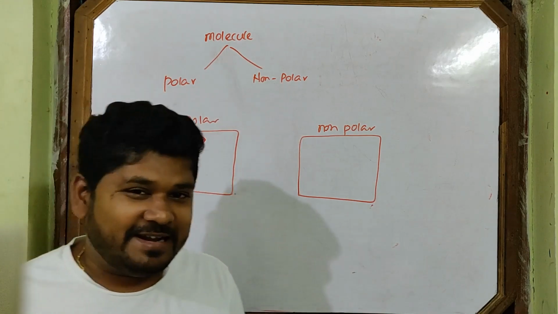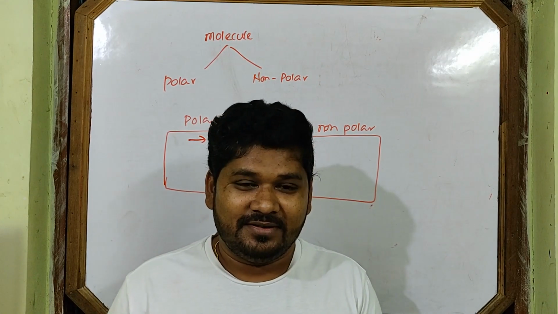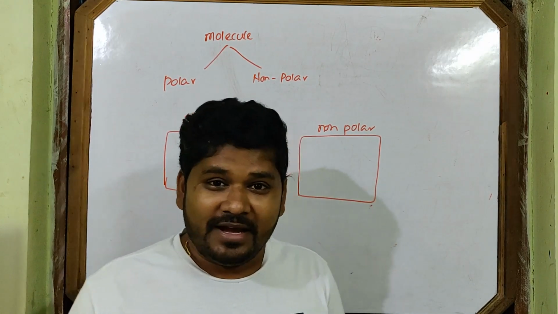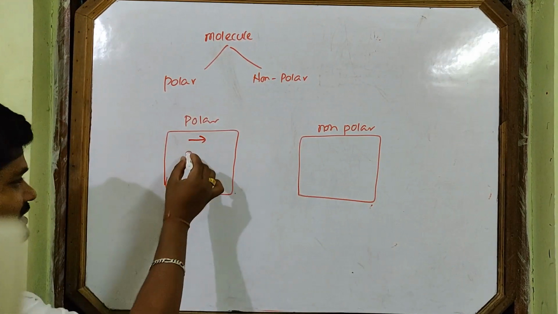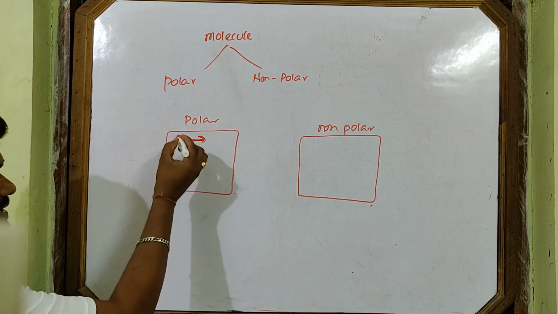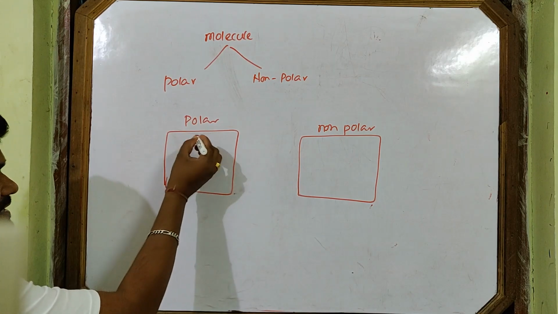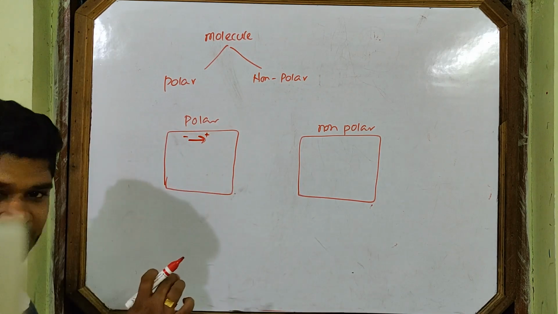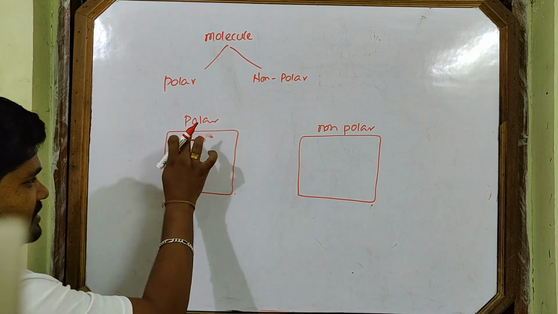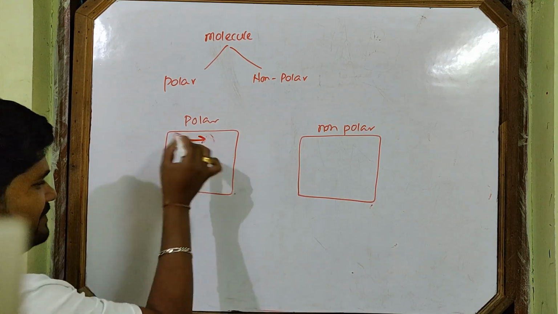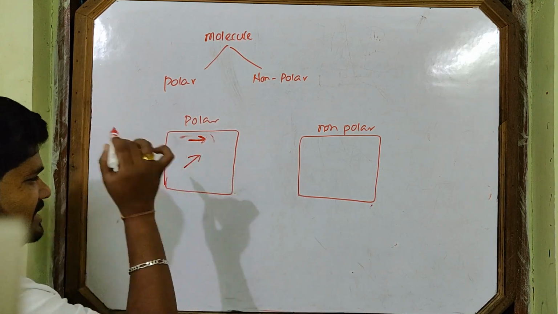But practically this doesn't happen. Why doesn't this happen? You know dipole moment is a vector quantity, and each molecule behaves like a dipole. This is a molecule actually. Here is a negative charge, here is a positive charge, here negative charge, here positive charge. The arrow represents the dipole moment direction of the molecule. So if one molecule is directed like this, then another molecule is directed like this.